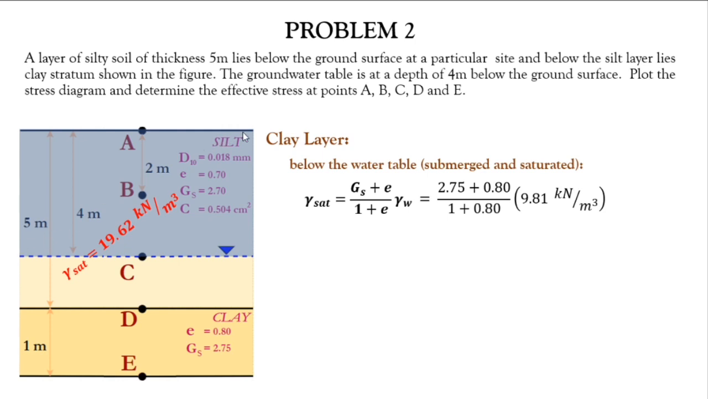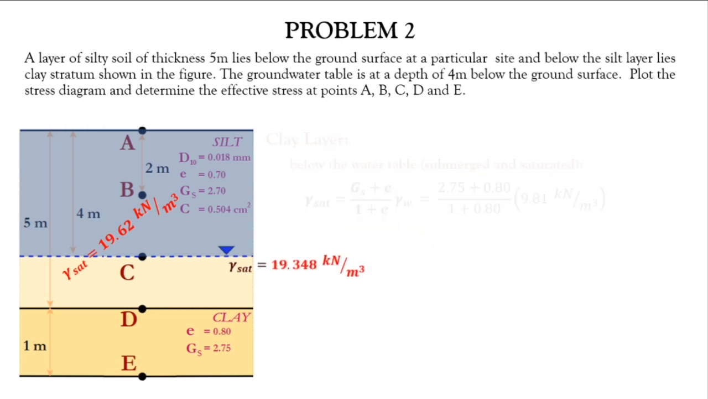Hindi ganun. Lahat lang ng submerged ay yung below the groundwater table. Although ito ay saturated, that doesn't mean na siya ay submerged. Alright? So, saturated lang siya, hindi siya submerged. Pero yung mga soil below the groundwater table is always submerged and fully saturated. Okay, so ang gamma sat para sa clay layer natin is 19.348. So, yan yung gagamitin natin later on sa pag-solve ng mga stresses at points A, B, C, D, and E.